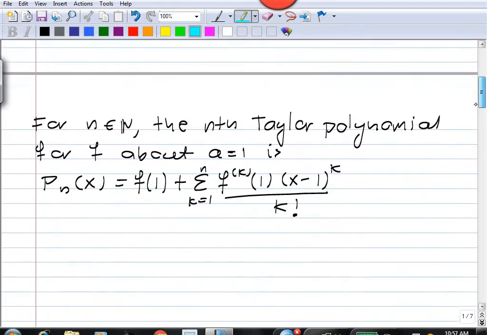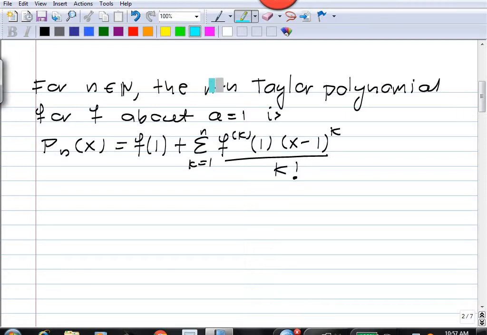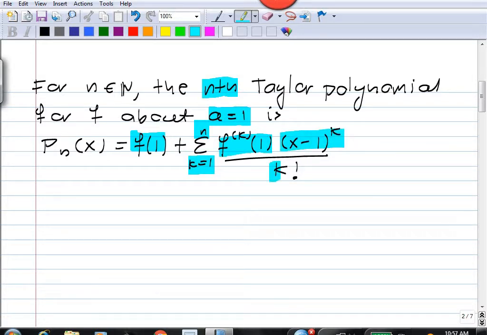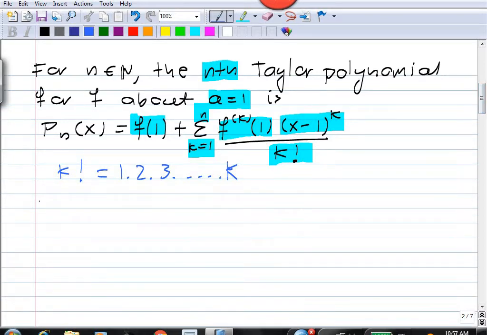Now recall that for a natural number n, the nth Taylor polynomial about a equals 1 is given by this expression. f of 1 plus the sum k ranging from 1 to n, kth derivative of f at 1, x minus 1 to the k over k factorial. And recall k factorial is 1 times 2 times 3 all the way up to k. Now, in our case, n is equal to 5.